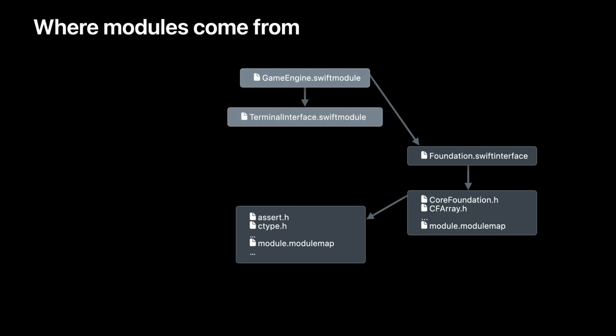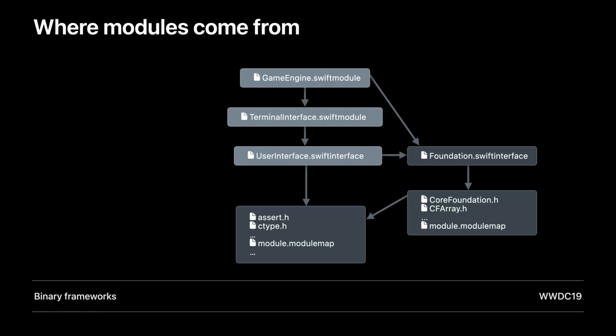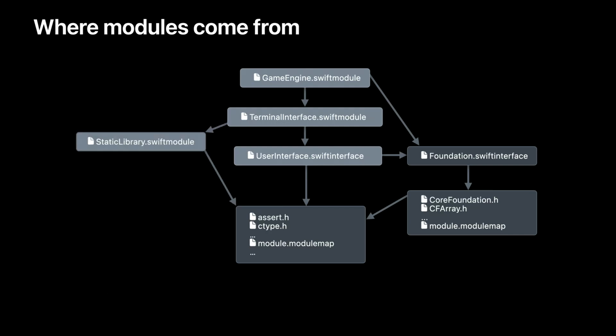My app might also import a Swift module that belongs to a locally built framework. It could also import textual Swift interface files that are not part of the SDK. If you want to learn how, check out "Binary frameworks in Swift" from WWDC22. My app might also link against a static library that contains Swift code, and then that comes with a Swift module too. We're not done though.